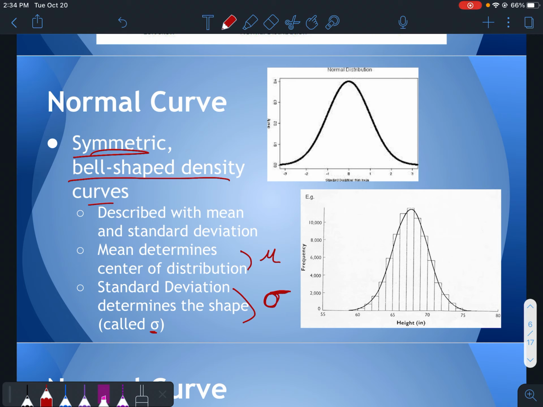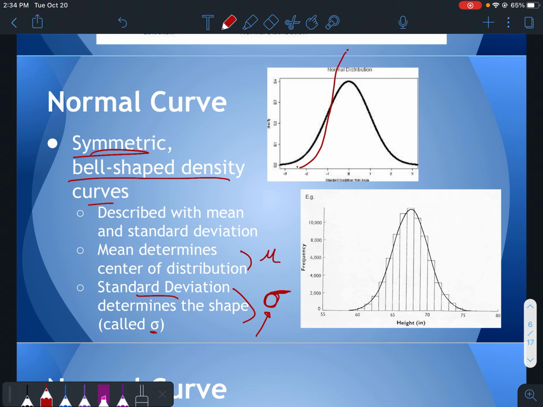So with mu and sigma, we can completely describe what the normal curve looks like, because the mean determines the location of where it is, and the standard deviation is going to determine how spread out that information is. So if you've got a lower curve, you're going to have more spread out data, a higher standard deviation.